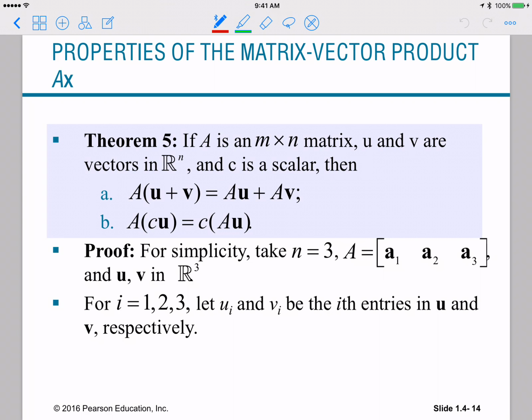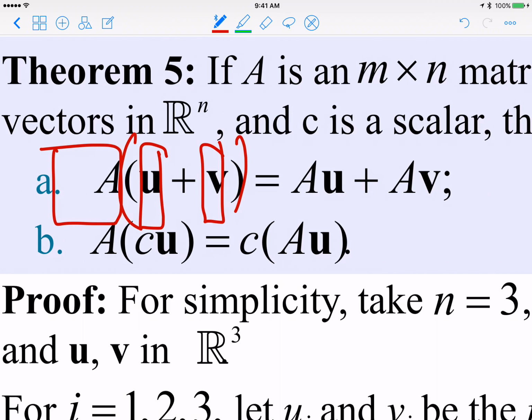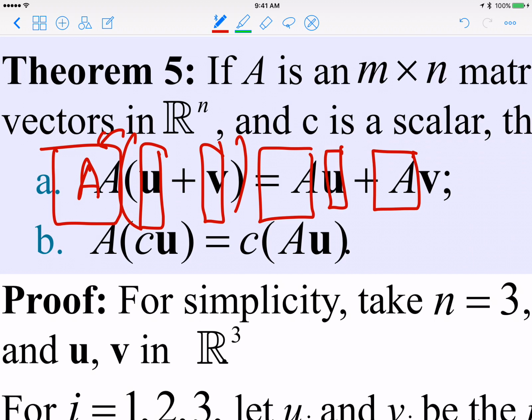Okay, and then in this matrix vector multiplication form, there are some theorems. So we have a matrix A, and then we have two vectors. And then if we add these two vectors first, and then multiply by this matrix A, it is the same as multiplying matrix A times U and matrix A times V. Okay, so this result is the same.